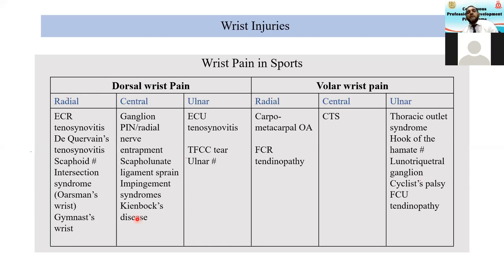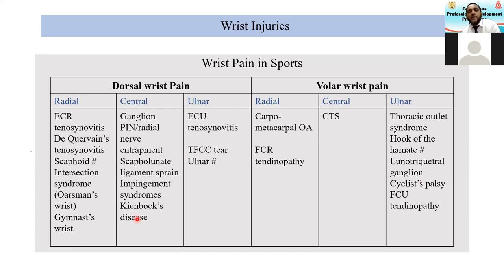And the other category is volar wrist pain. Volar wrist pain on the radial side is carpometacarpal osteoarthritis, the condition which mostly involves the thumb base, and flexor carpi radialis tendinopathy. So these are the conditions which can cause wrist pain on the volar aspect, radial side. And centrally, we know that it's mostly carpal tunnel syndrome.